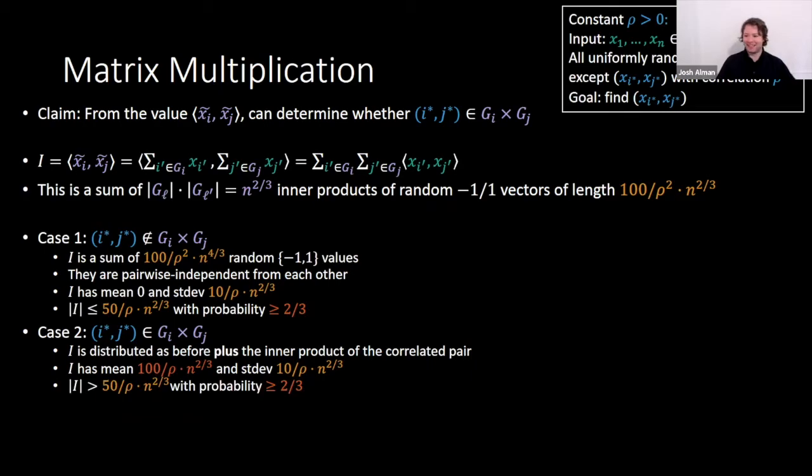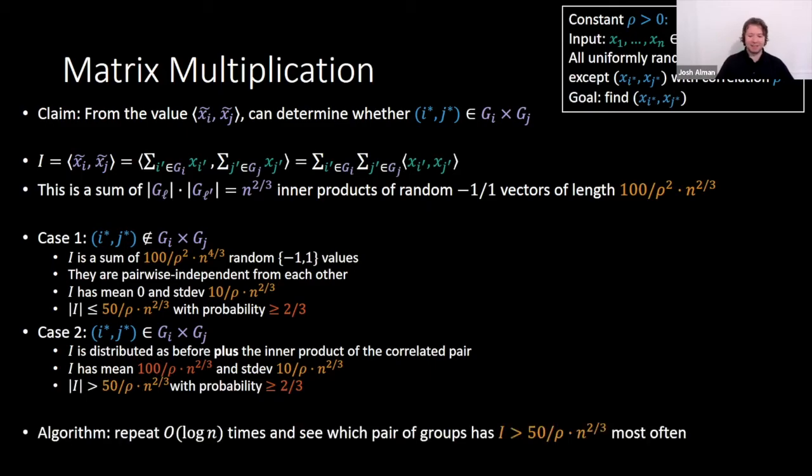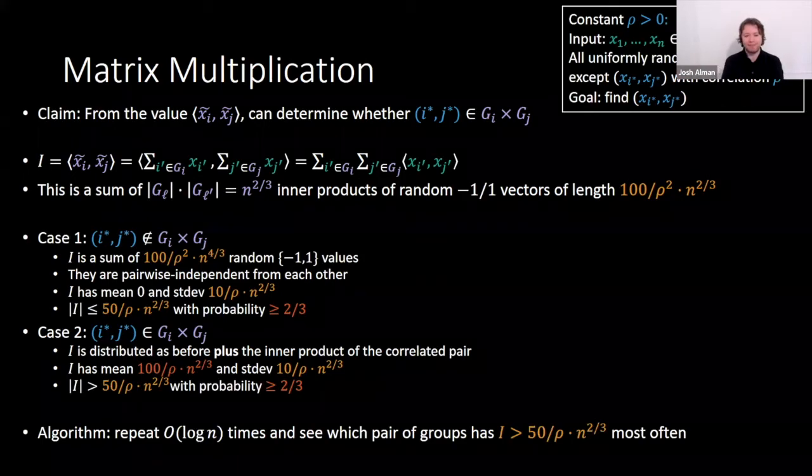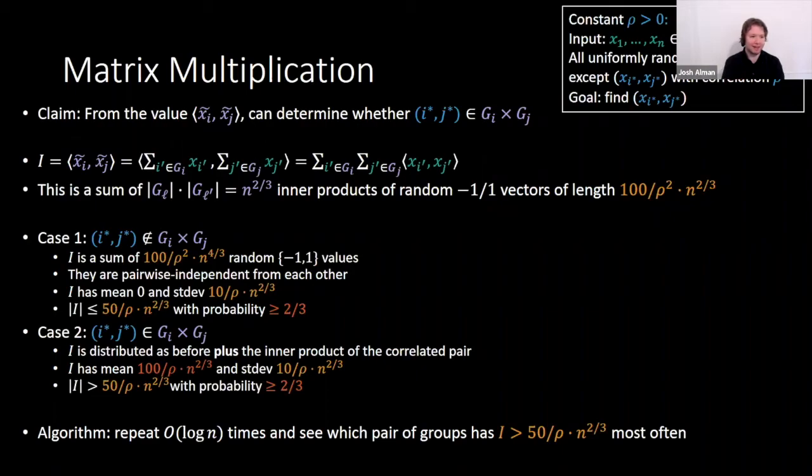To summarize, if the correlated pair is not in the pair of groups, then the inner product will be small with good probability. And if it is in the pair of groups, the inner product will be big with good probability. So the algorithm just repeats log n times and sees which pair of groups has a big enough inner product most often. And that's where the correlated pair has to be. That's how you get this n^(2/3 omega) running time.